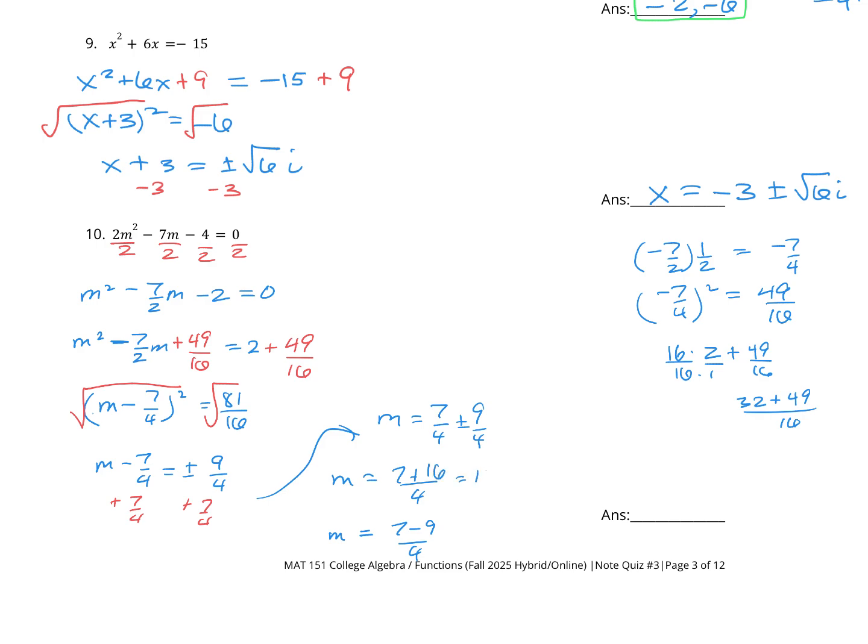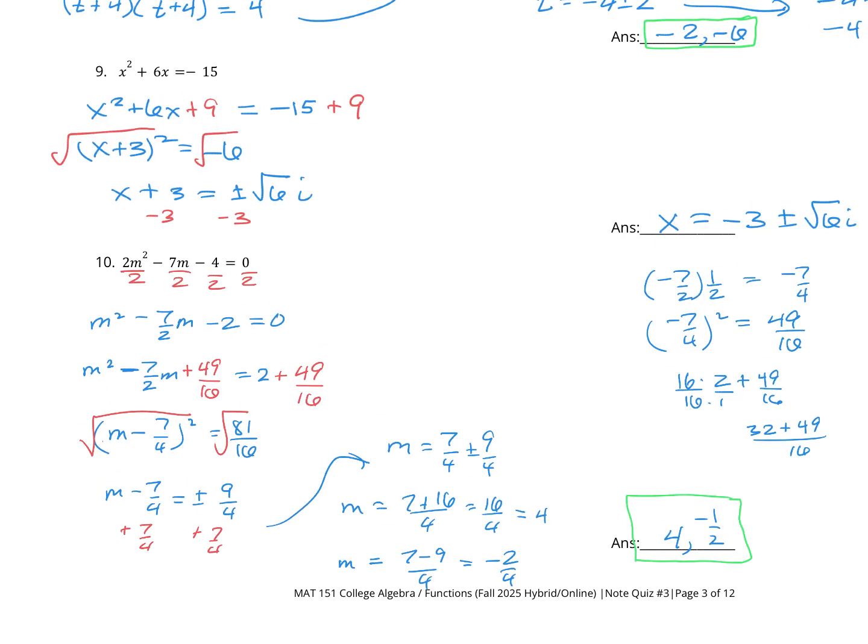So that's 16/4, which is just plain 4, one of our solutions. The other one, 7 minus 9, is negative 2/4, which reduces down to negative 1/2. So that's our two solutions for that quadratic equation.